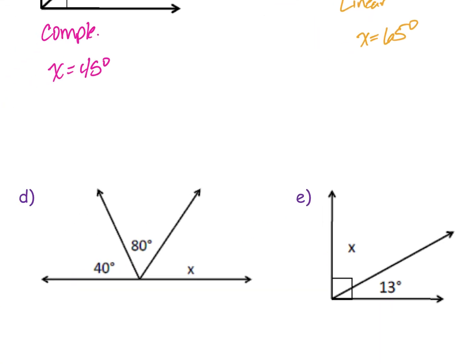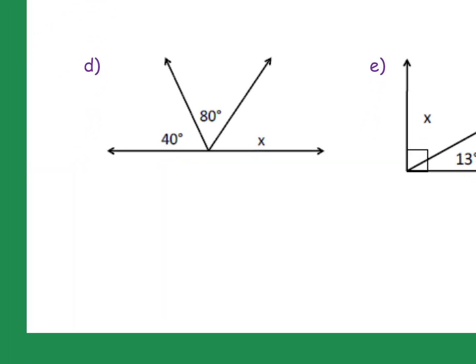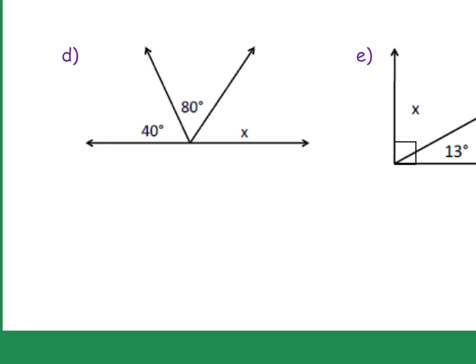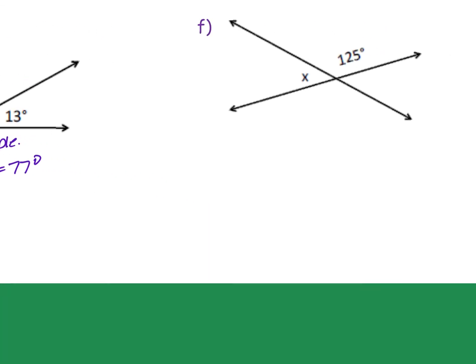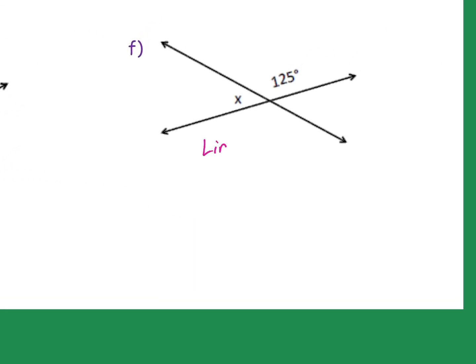And then number D was probably the hardest, at least a few people said it was. And this is linear, and x equals 60 degrees. And then E is complementary, and x equals 77 degrees. Wow, I'm doing really well today. And then the last one again is linear, and x equals 55 degrees.